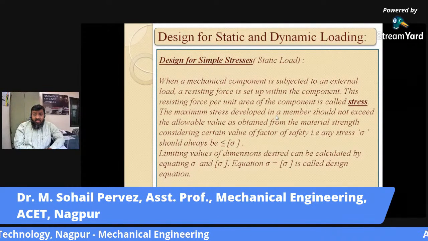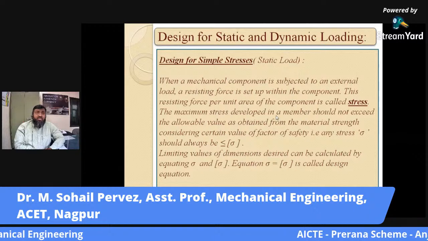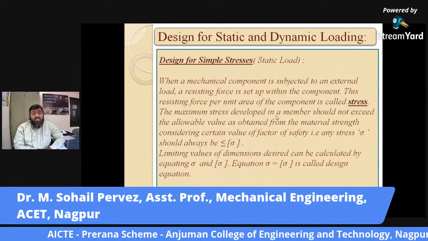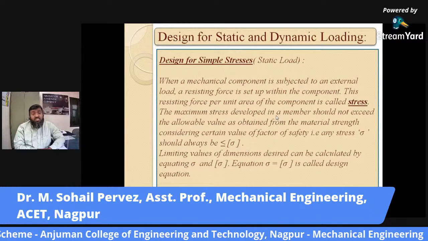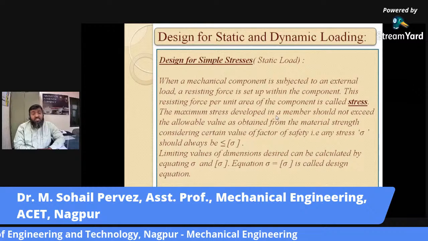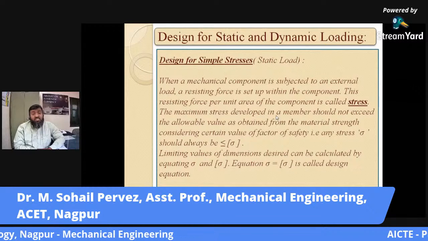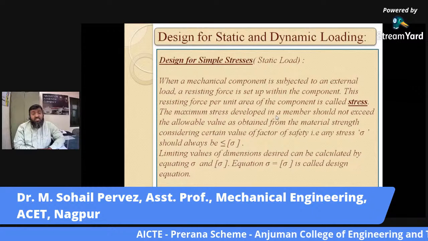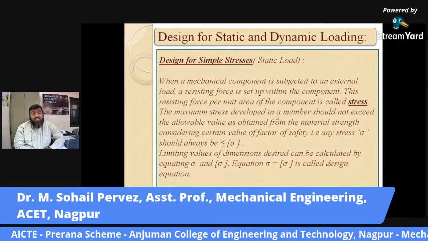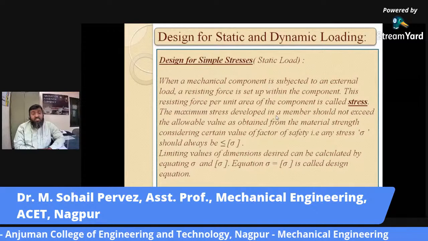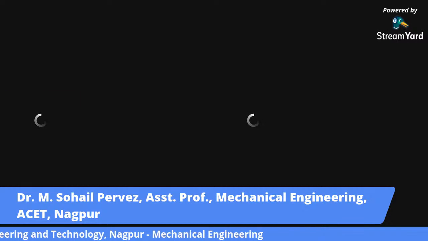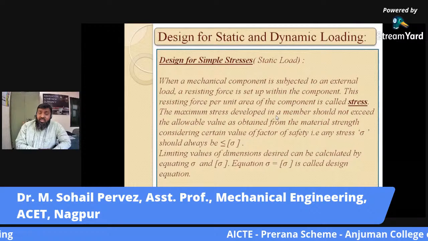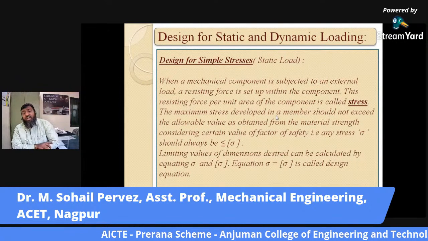Now, when we say a component is stressed, it means it has been subjected to some external load. Now, the maximum stress developed in a member should not exceed... the component should have some working capacity under the working load, working condition, and variable parameters.